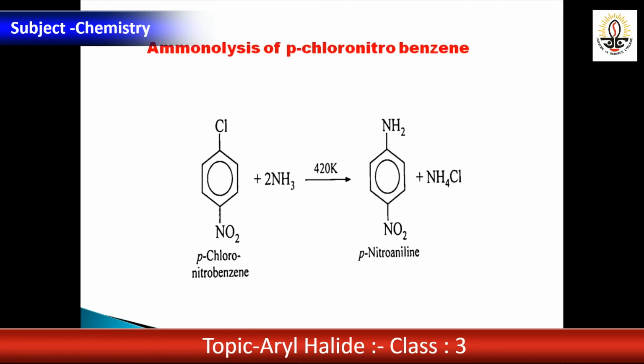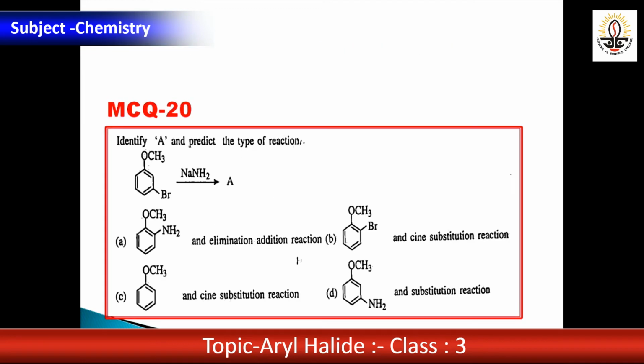Similarly, ammonolysis of para chloronitrobenzene. One nitro group and one chlorine. What happens when para nitrochlorobenzene reacts with ammonia? It gives para nitroaniline. When para chloronitrobenzene reacts with ammonia at 420 Kelvin, para nitroaniline is formed. This is a substitution reaction. Next we will discuss multiple choice question number 20.